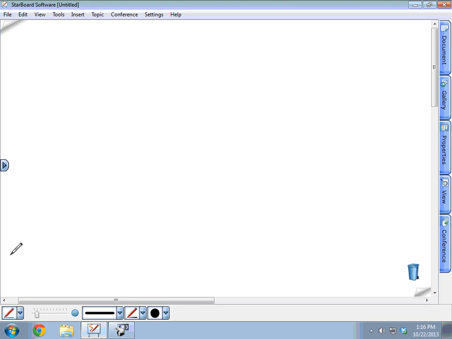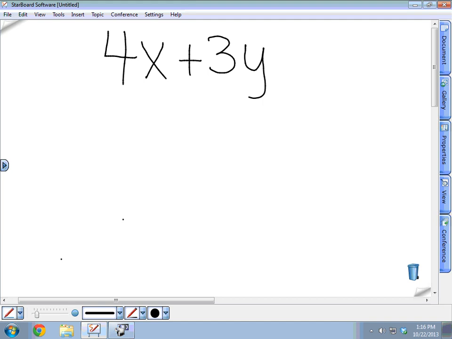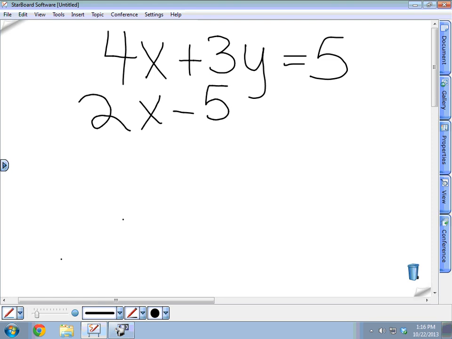Okay, the idea is that if we have two equations, that forms a system of linear equations. So let's come up with two equations. Let's start with 4x plus 3y equals 5, and 2x minus 5y equals negative 17. So these are two different equations, and when we put them together, we call it a system of linear equations.